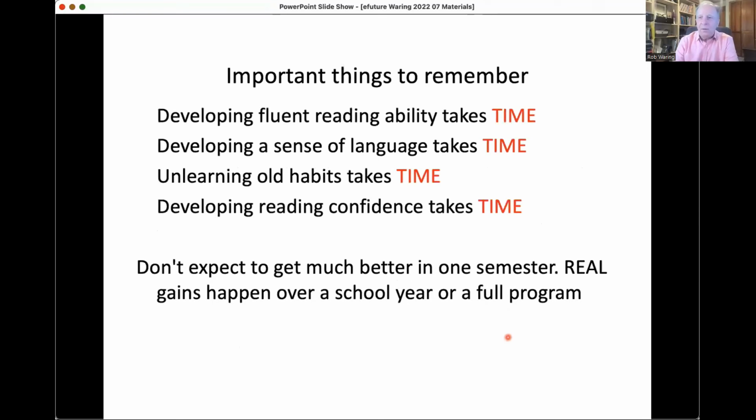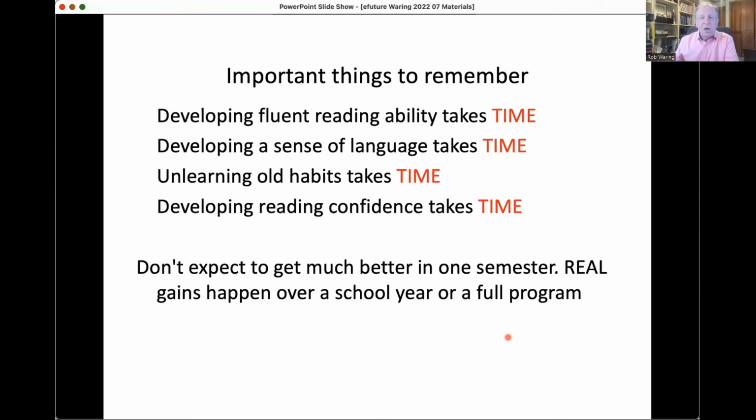So when you're building an extensive reading program, there are some important things to remember. Developing fluent reading ability takes time. Developing a sense of language takes time. Unlearning old habits takes time, and developing reading confidence takes time. Please do not expect instant results in a week, a month, even a year. This is a long-term project.